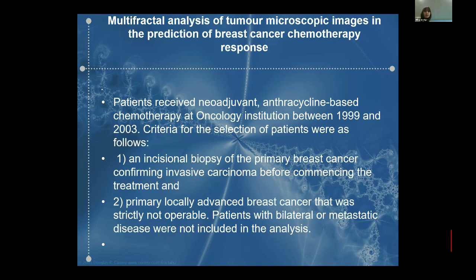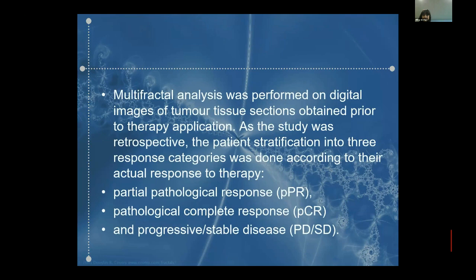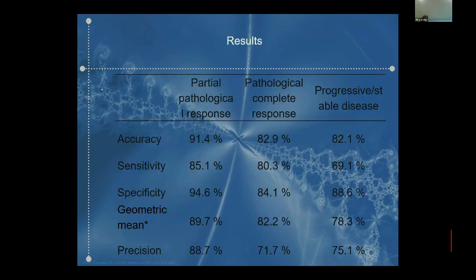And we got results with accuracy over 91%, which is very, very good. We had these 3 types of groups: partial pathologic response, complete response, and progressive disease. So as I said, for the first group it was over 91%, which is very good. And here CNN neural networks were applied.